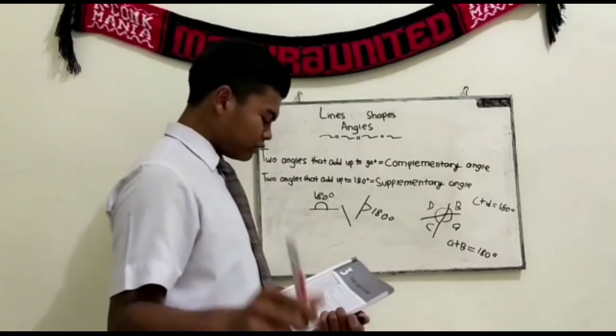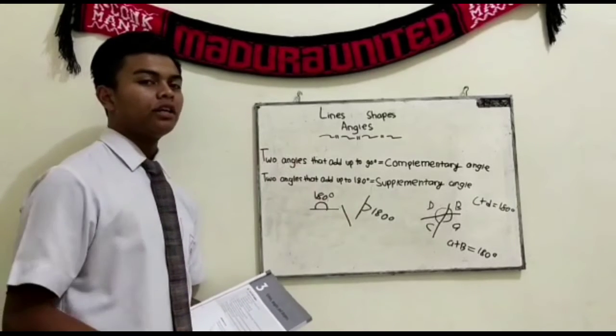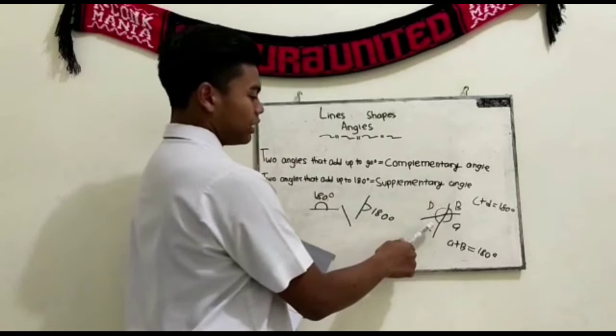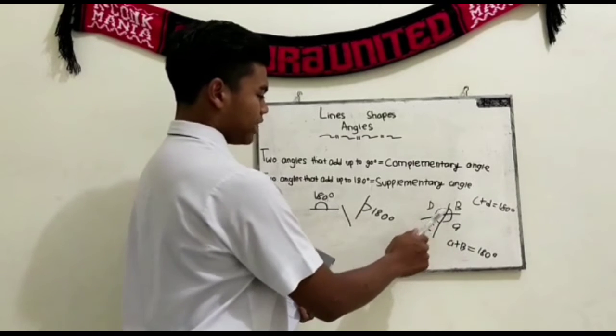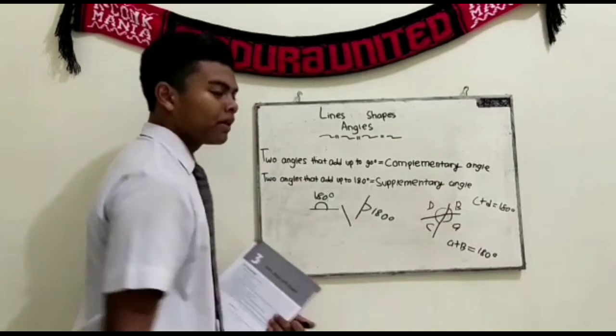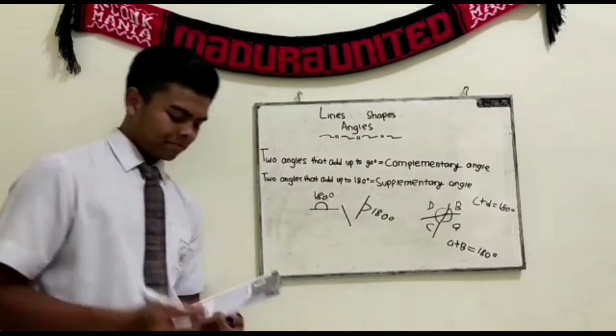And the last one is the sum of angles around a point is 360 degrees. So when you add all of these angles, A, B, C, and D, you will find 360 degrees.